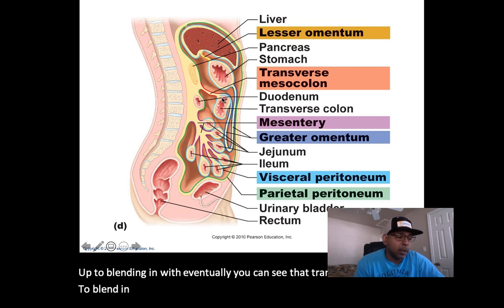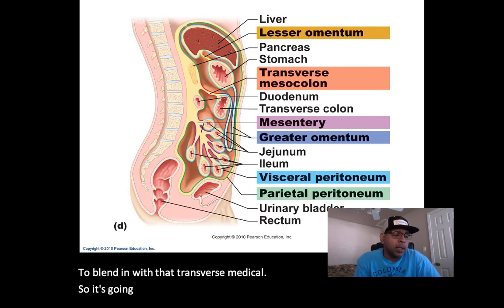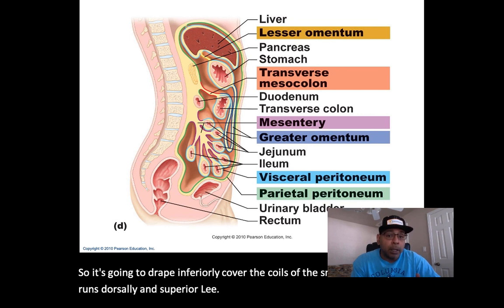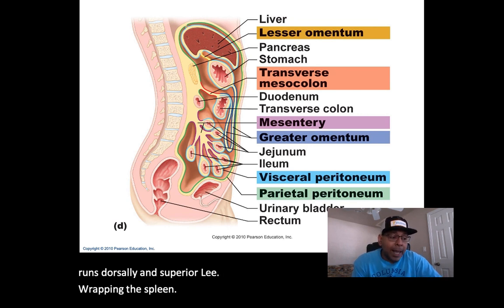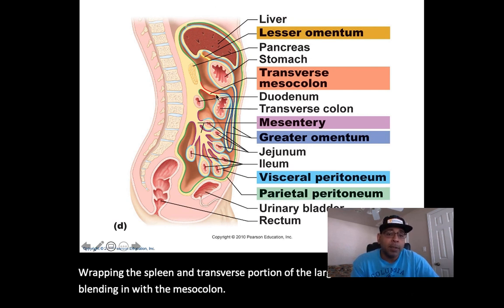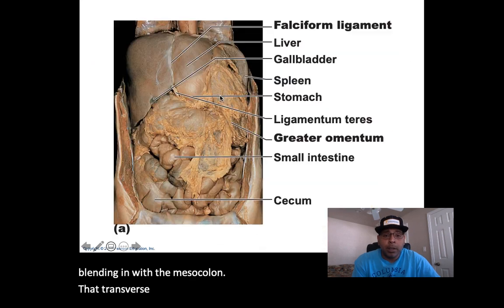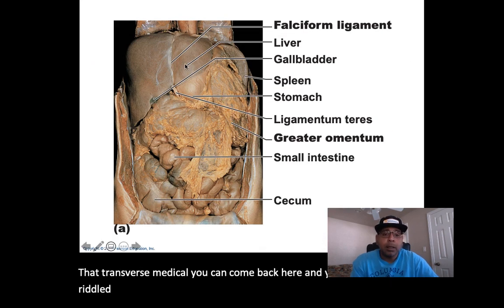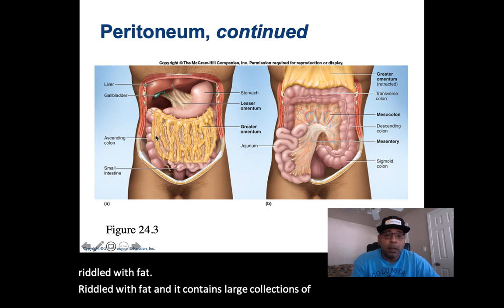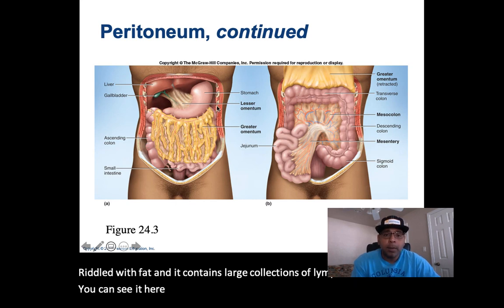So it's going to drape inferiorly to cover the coils of the small intestine, then it runs dorsally and superiorly, wrapping the spleen and the transverse portion of that large intestine before blending in with that transverse mesocolon. You can come back here and you can see it's riddled with fat, and it contains large collections of lymph nodes. You can see it here as well. A nice drawing of it.